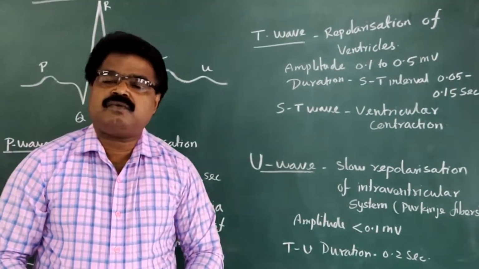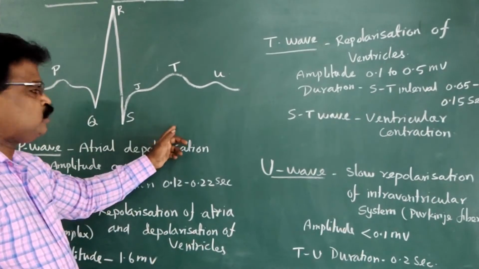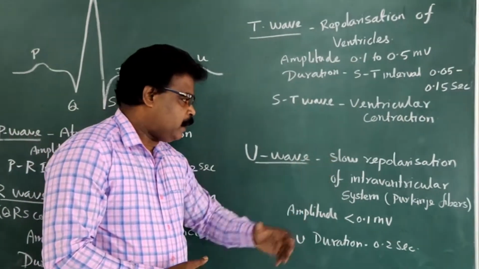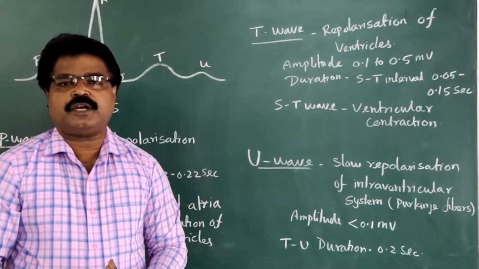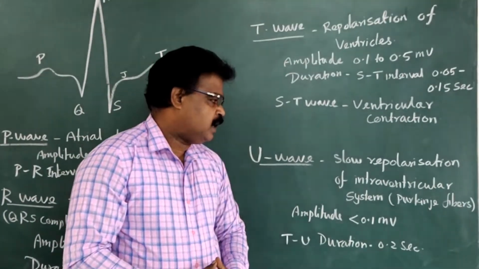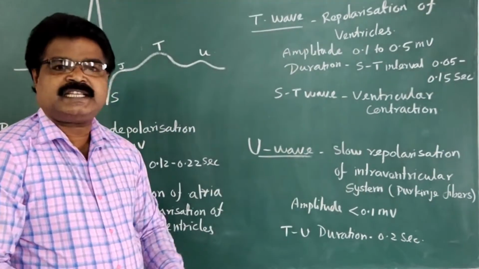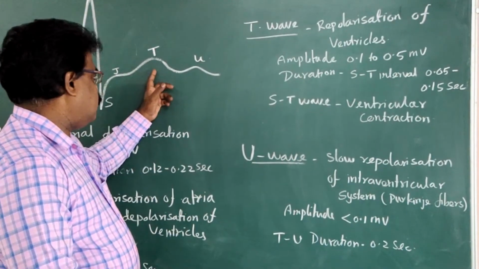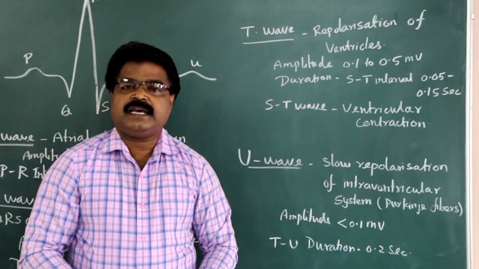The ST segment is due to ventricular contraction. Next is the U wave, which is due to slow repolarization of the intraventricular structure, that is, the Purkinje fibers. The amplitude is less than 0.1 millivolt and the TU duration is 0.2 second. So this is about the ECG waveform.